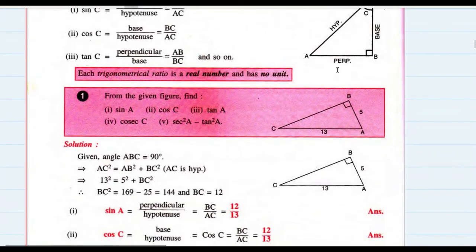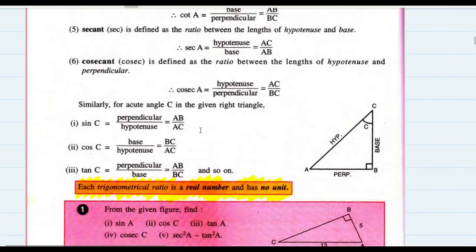One more last thing: each trigonometrical ratio is a real number and has no unit. Each trigonometrical ratio is just a number. There is no unit after it, no meters or centimeters, because it's a ratio of two similar quantities. So it has no unit, it is just a number.